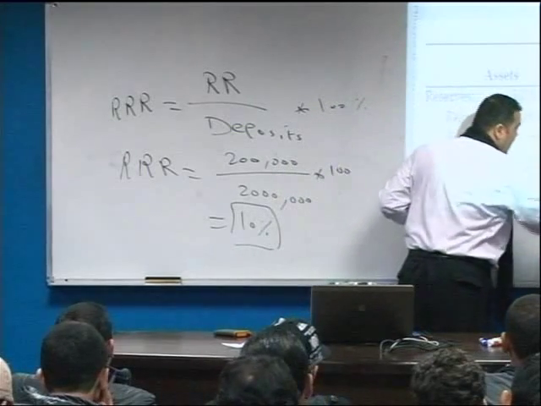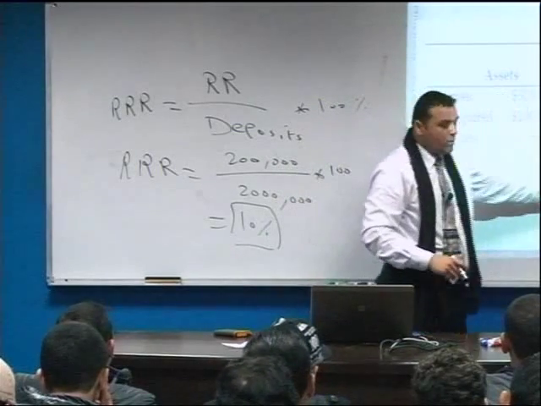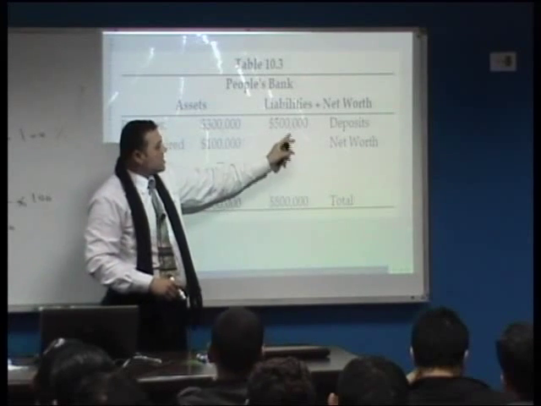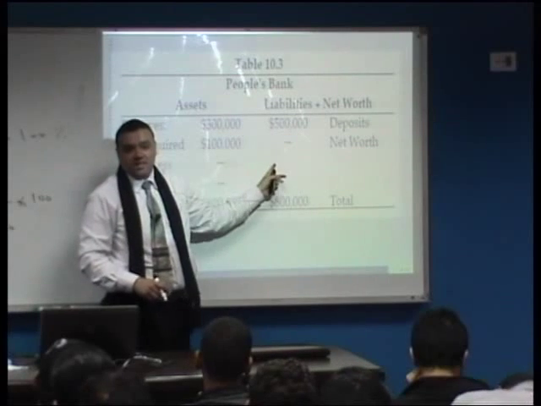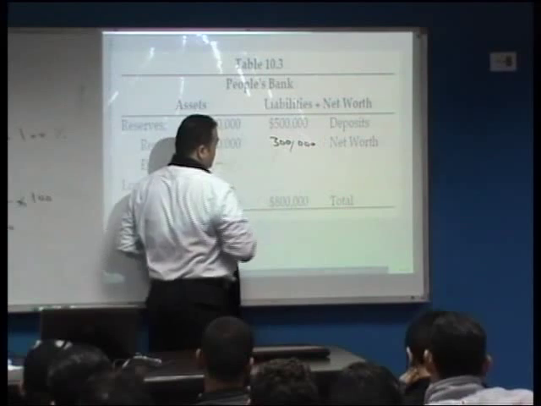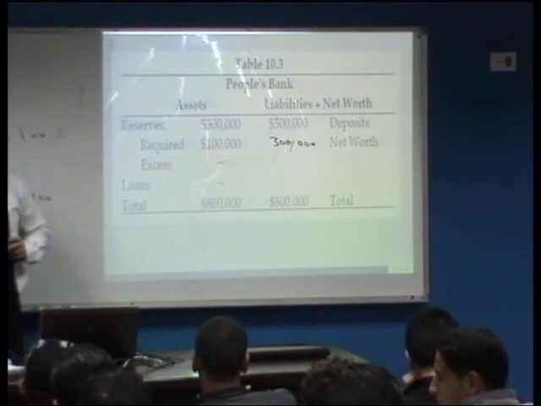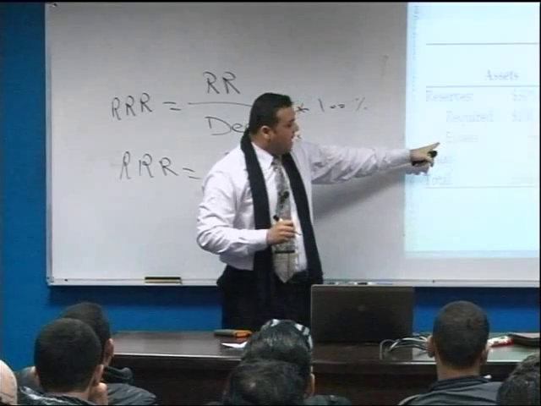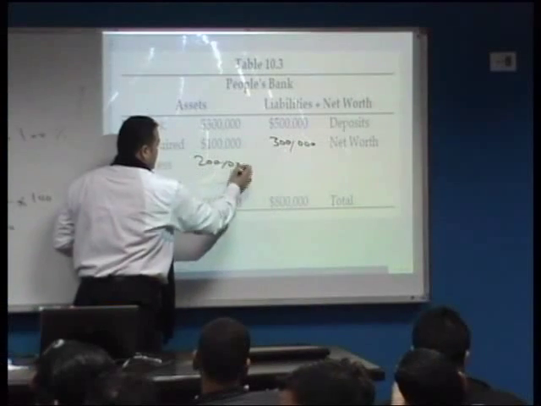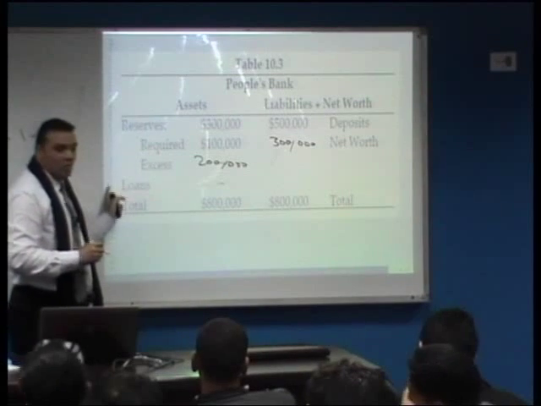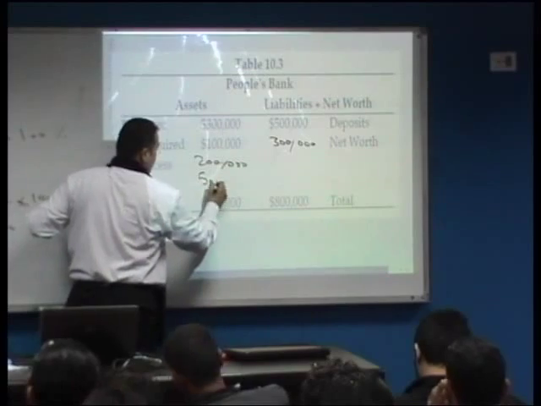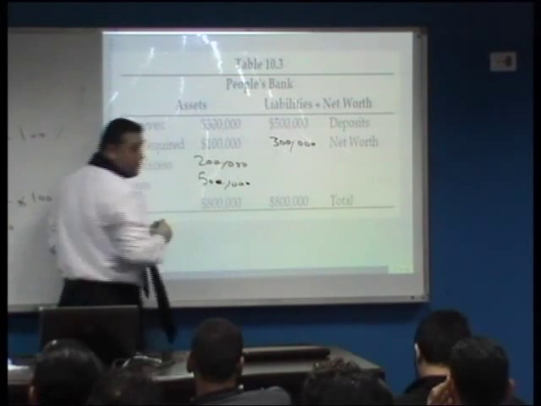As you know, the total liabilities equal $800,000. Deposits are $500,000. So how much is the net worth? Exactly, $300,000. The excess reserves equal exactly 200. How much are the loans? Exactly, $500,000. Thank you. Okay?